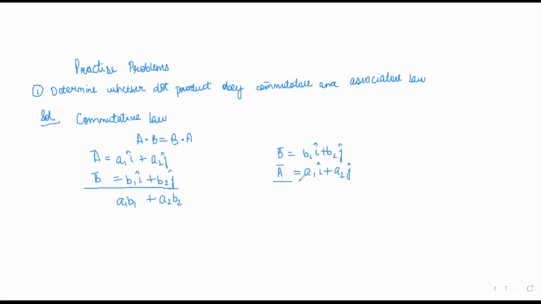This is in 2D. So here b dot a will give b1 a1 plus b2 a2. So you can compare that the results are exactly the same. Therefore, we can say that a dot b is equal to b dot a for the case of vectors also. That is, the vector multiplication also follows the commutative law of multiplication.